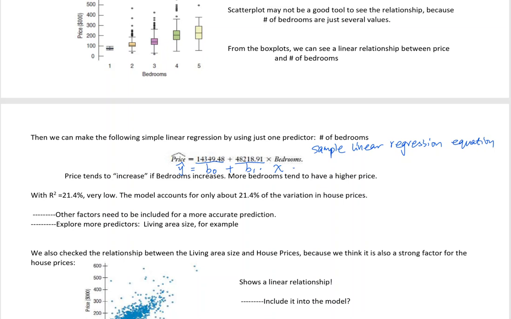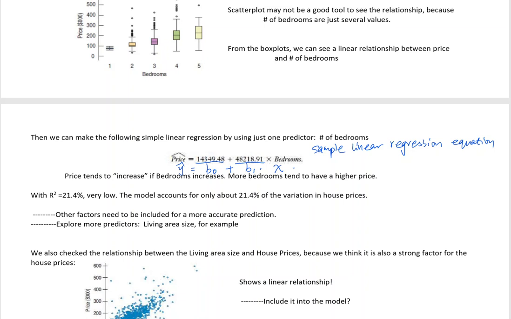So what does this mean? If you want to interpret the b0, theoretically we say if there's no bedroom in your house, then the price of the house will be this much. But does it have any practical meaning? Is it possible that a house doesn't have any bedrooms? No. So in this case, b0 doesn't have a practical meaning because of the extrapolation.